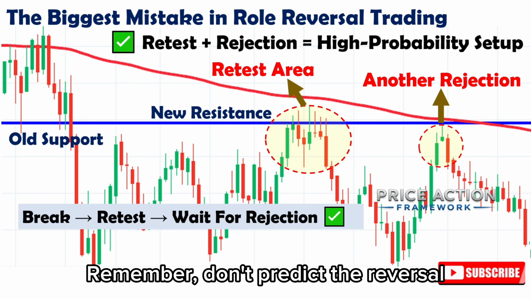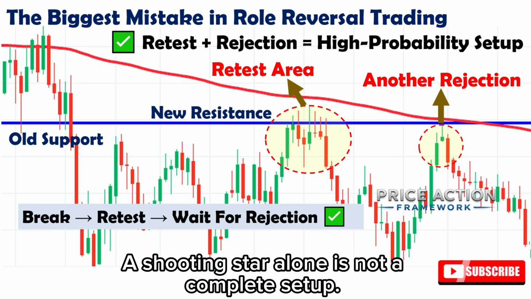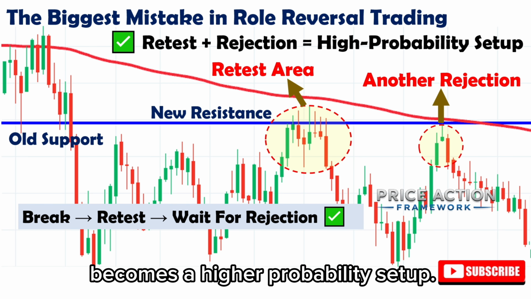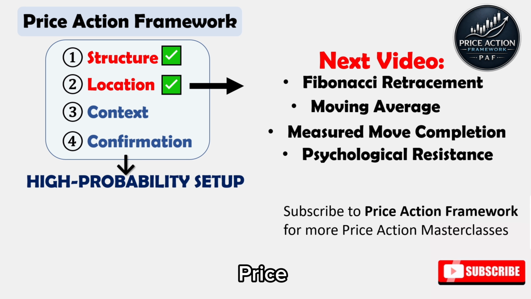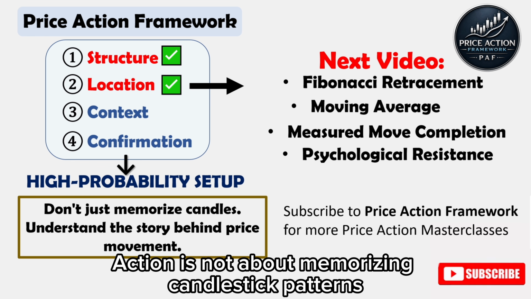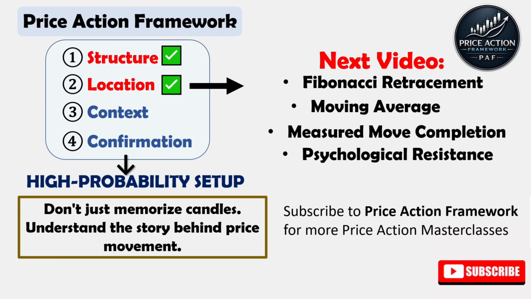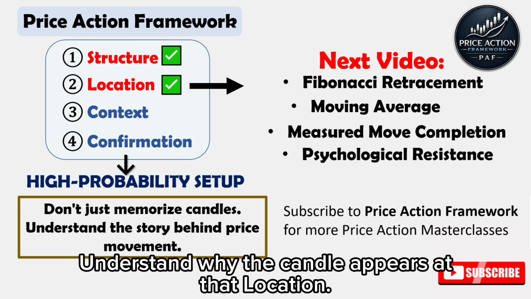Remember, don't predict the reversal. Let price confirm it. A shooting star alone is not a complete setup. But a shooting star, at the right location, with strong rejection, becomes a higher probability setup. And this brings us back to the main idea of the price action framework. Price action is not about memorizing candlestick patterns. It's about understanding the story behind the market. Remember, don't just look at the candle, understand why the candle appears at that location.